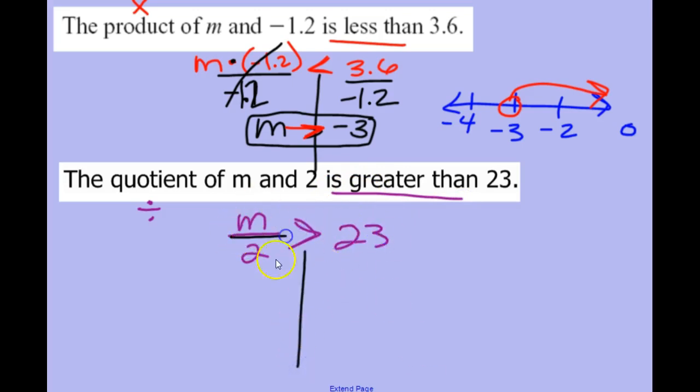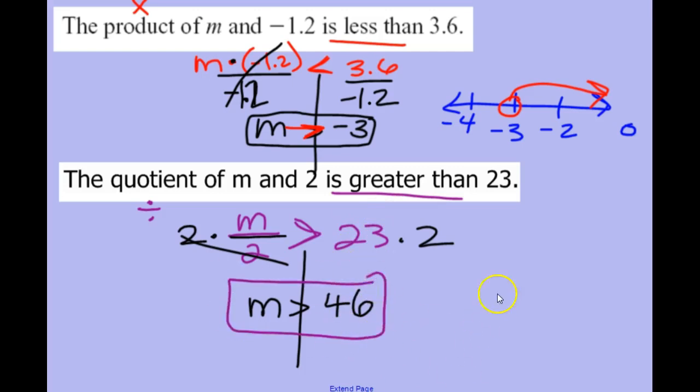So if we solve this, the opposite of dividing is multiply. So multiply by 2. 2 over 2 cancels out, we have m. And then 23 times 2, doubling it, double 20 you get 40, double 3 you get 6, 46. And then let's graph this. 46, so 45, 46, 47. This is an open circle, there's no equal to, and greater than is to the right.